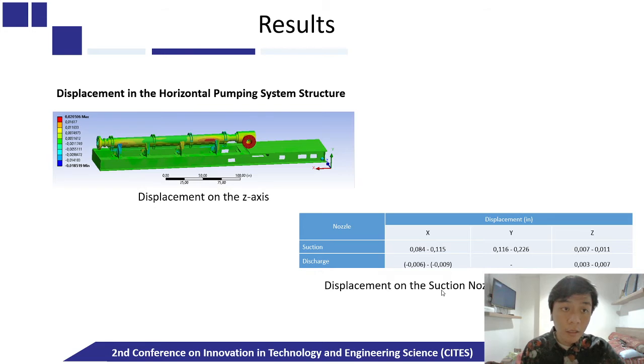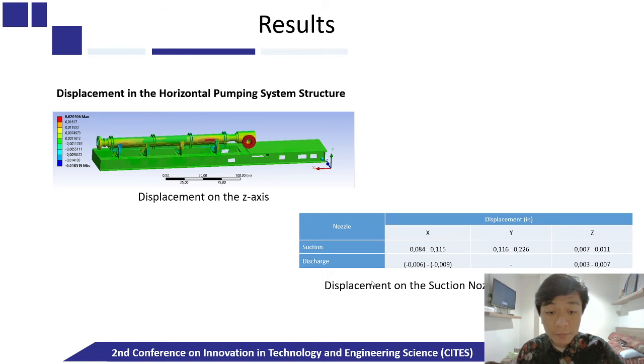For the results, the first result is displacement in the horizontal pumping system structure. We can see the increase in the load of the horizontal pumping system causes stress and strain on the pump, so that there is displacement in several pump parts. Based on the following figure, the largest displacement occurs in the horizontal pumping system located on the side of the pump, which is connected to the suction nozzle.